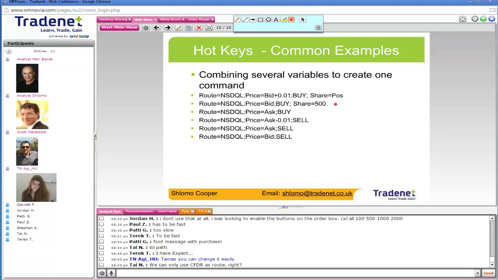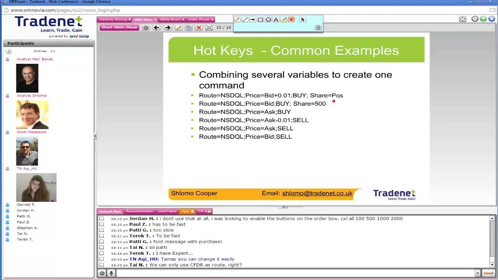So this is going to send an order to be first in the line. That means to be a buyer at 1 cent above the best buy right now in the market, and the share is going to be the position I have. So if I already have 1,000 shares in Cisco, I'm going to double it. It's going to send a buy for 1,000 shares of Cisco.